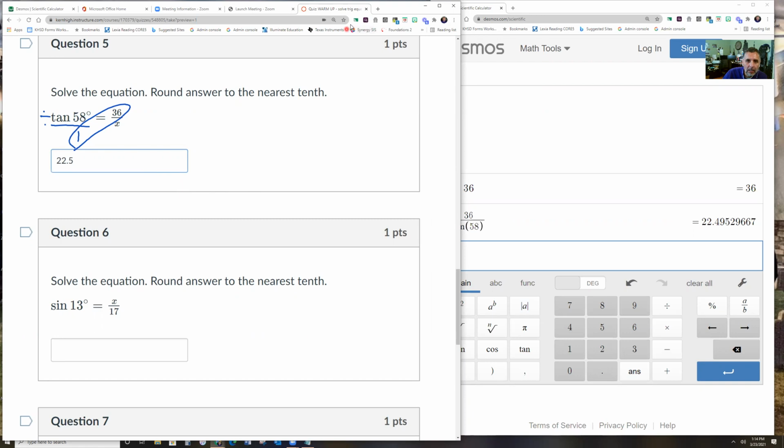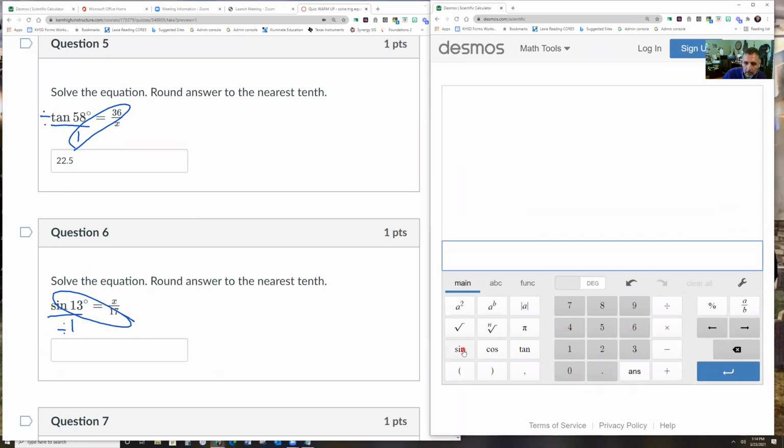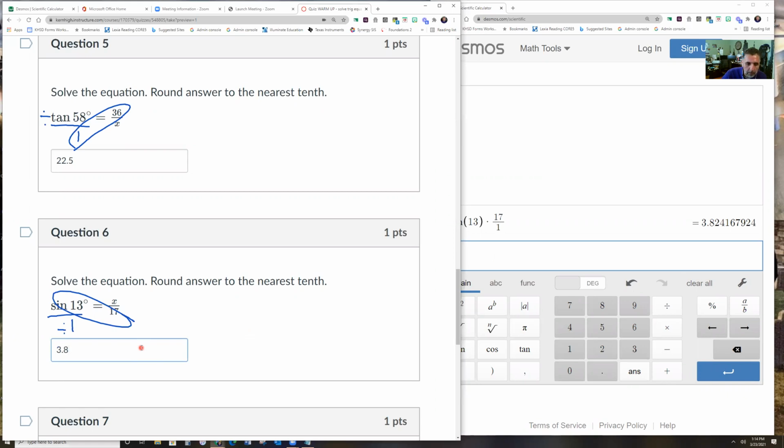And then finally, the last one, put a 1 under it, cross multiply, and divide. Okay. So sine of 13 times 17, sine of 13, close the parentheses, times 17, divided by 1, push enter, 3.8. Okay, and that's it.